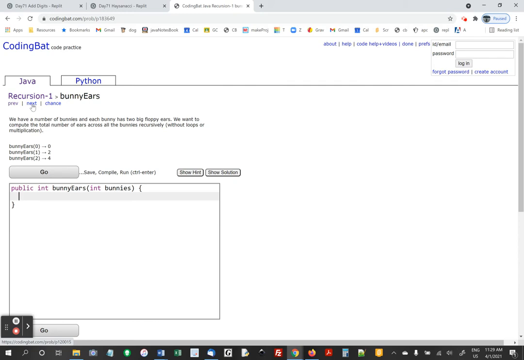So let's say if the number of bunnies that we're being asked to deal with is 0, we return 0. Otherwise, we're going to return 2, since each bunny has 2 ears, plus bunny ears of bunnies minus 1. I think this will do it.